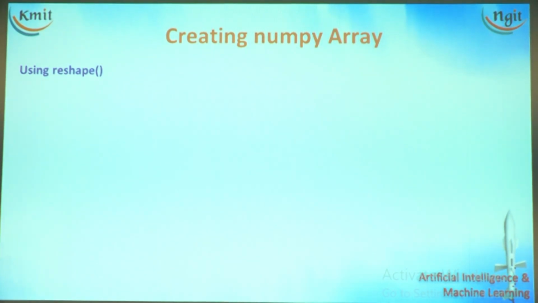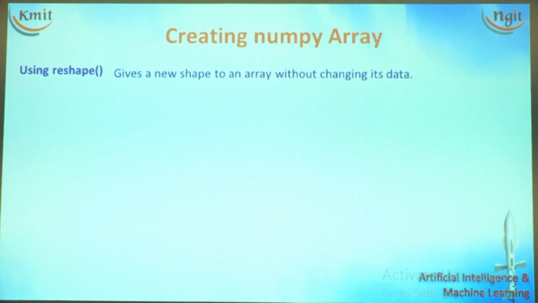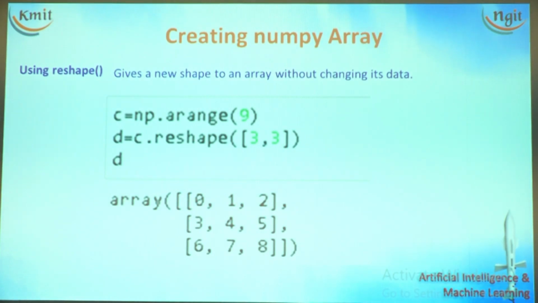Now, there is another method by which you can create a NumPy array. We call it the reshape method or reshape function. Using the reshape function, it gives a new shape to an array without changing its data. So whatever data it is, you can change the dimensions of an array by using this reshape function. As a quick example, you can see I first created a one-dimensional array using the arange function. So I gave arange of 9. What is it going to give me as an output, guys? 0 to 8 as a one-dimensional array.